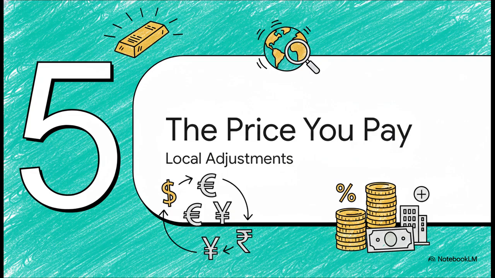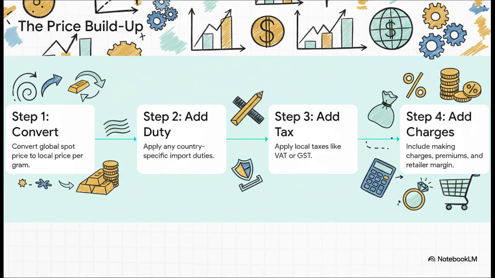Okay, now for the fun part. The final layers. This is where that raw number for the metal itself gets transformed into the actual price tag you see glittering in a store window. So once we've got that base price per gram, the costs just start stacking up. First, you've got to add any import duties that your government charges. On top of that, you add local sales taxes, like GST or VAT. And then finally, the jeweler themselves adds what they call making charges. That's for the artistry and work involved, plus their own markup, of course, to cover their costs and make a profit.